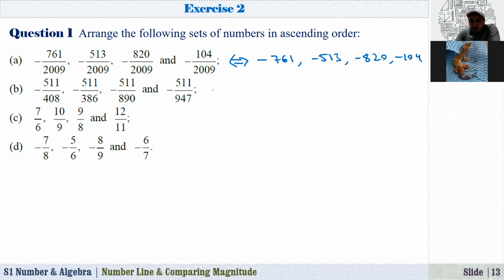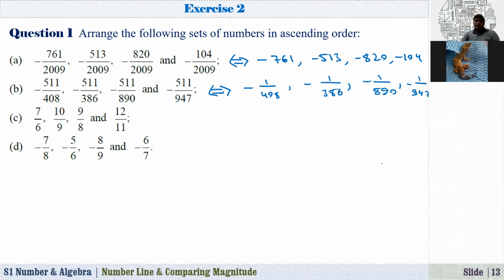In the second one, actually, all numerators are the same: 511, 511, 511. It's the same thing as comparing these numbers. It is minus 1 over 408, because we're just dividing all numbers by 511. So minus 1 over 386, and minus 1 over 890, minus 1 over 947.